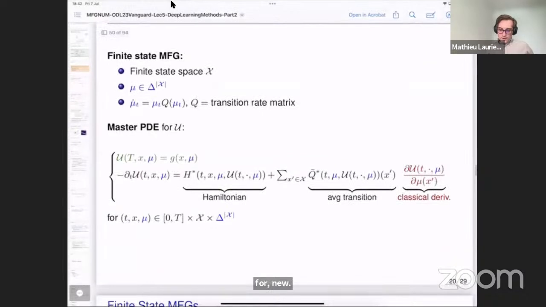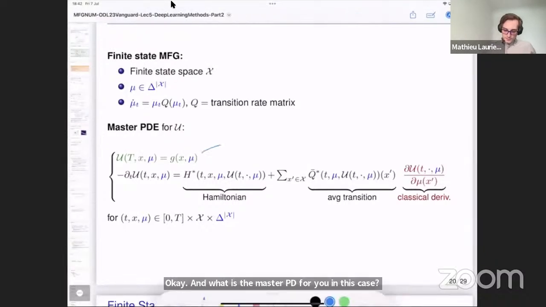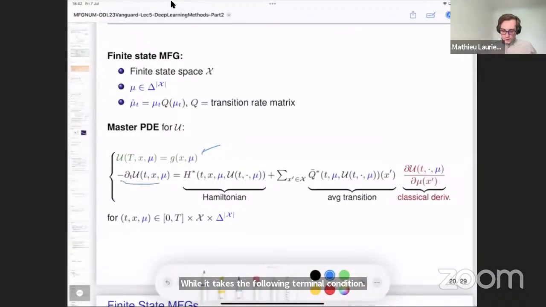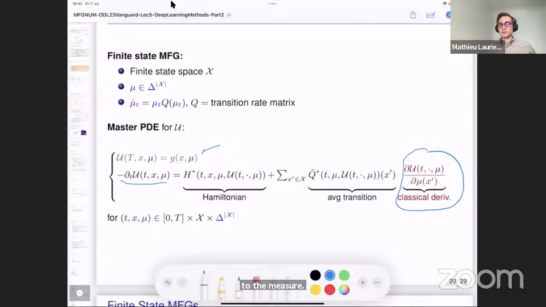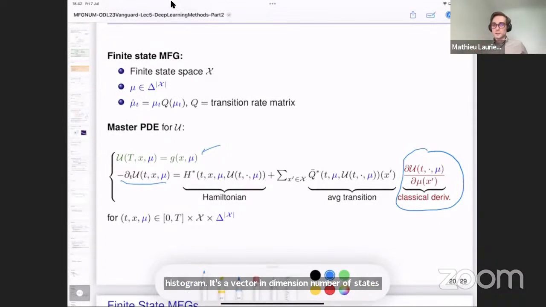Okay, and what is the master PDE for you in this case? Well, it takes the following form: terminal condition, and then a backward equation, so minus the partial derivative in time. You see the Hamiltonian, and then there is a term which involves the transition or the average transition, so I'm not defining everything here, and in particular, this partial derivative with respect to the measure. But because we are on a finite state space, the measure is a histogram, it's a vector in dimension number of states, and so the partial derivative of mu is just a classical partial derivative, right?